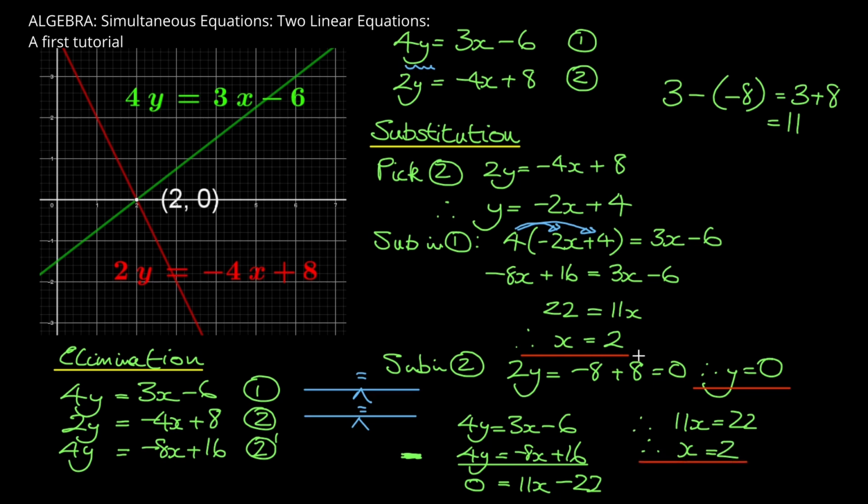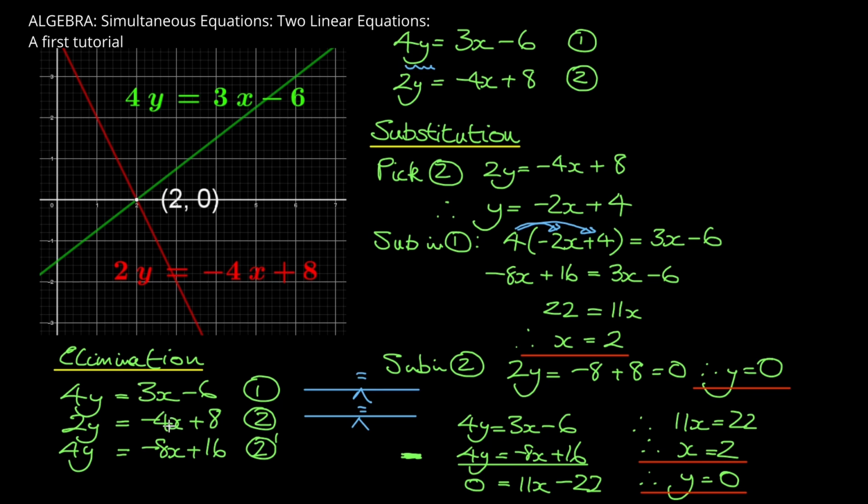So having got that result, it's exactly the same substitution that you'd make back into one of the original equations, and you get the repeated answer of therefore y is equal to 0. And there's that second answer. So there you are. There are the two methods, substitution and elimination.